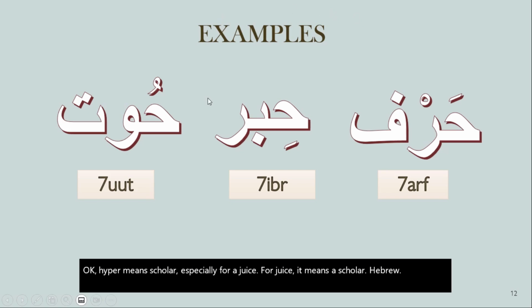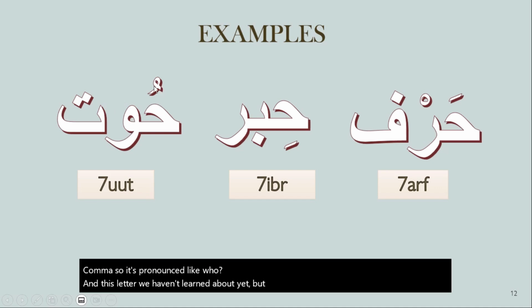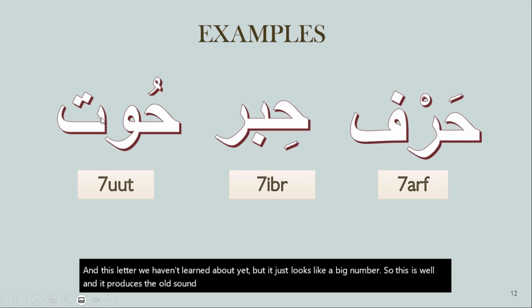The third one here, it has ضمة, so it's pronounced like hu. And this letter we haven't learned about yet, but it just looks like a big ضمة, so this is wow, and it produces the u sound as well. This letter that has 2 dots above, okay, one of the triplets that has 2 dots above, this is ta.